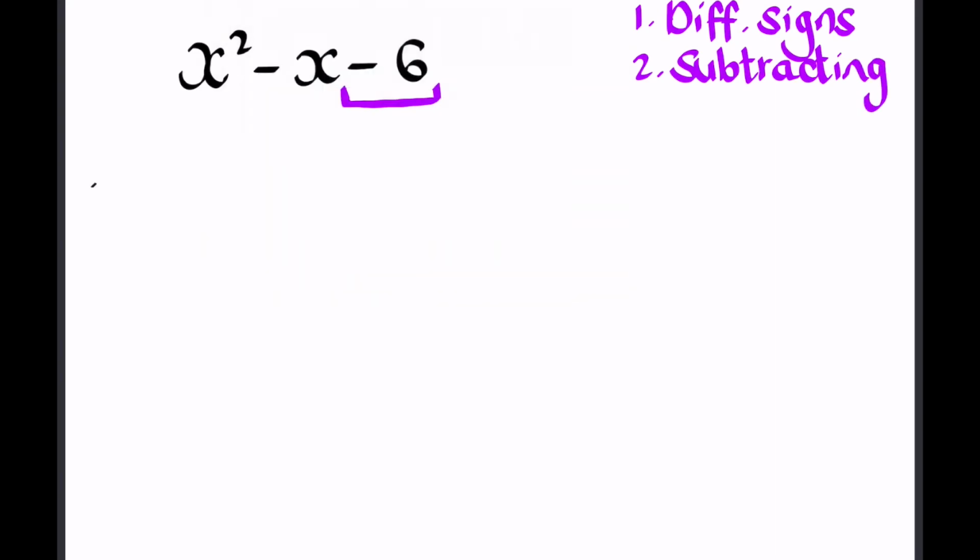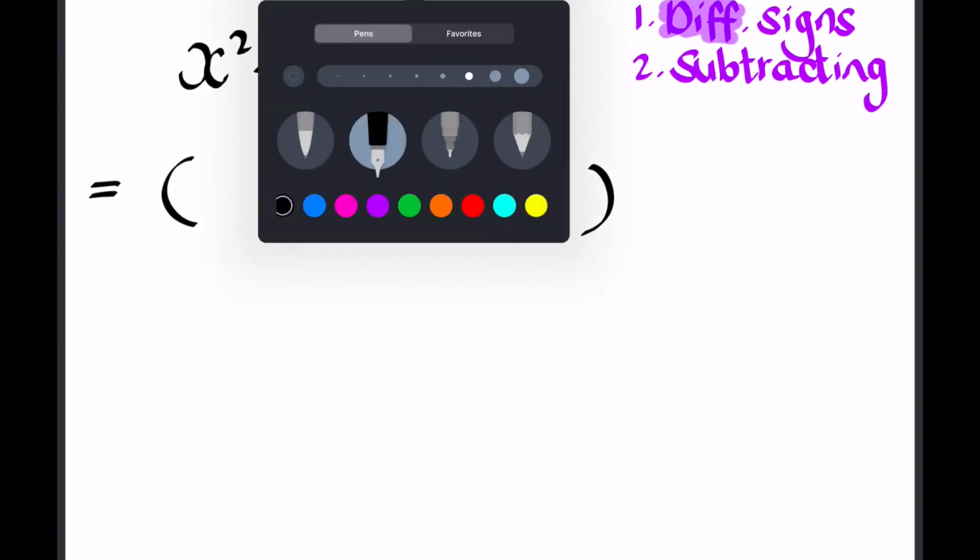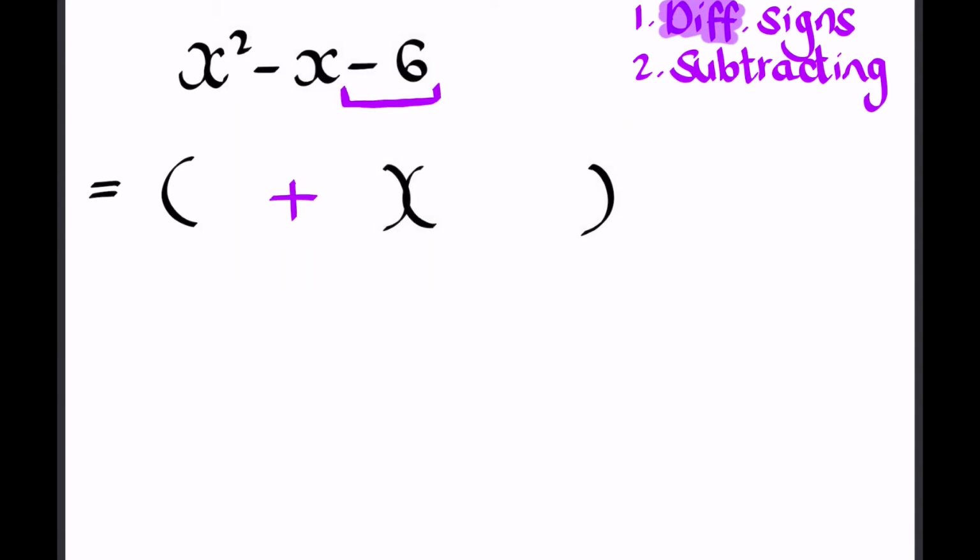So now, I'm going to have two brackets, but the signs need to be different. So for them to be different means that one needs to be positive and one needs to be negative. When we had a positive third term, we looked at the middle term to determine the signs in the brackets. Now when we have a negative third term, we're going to do a similar thing, and we're still going to look to the middle term. It's going to determine something.